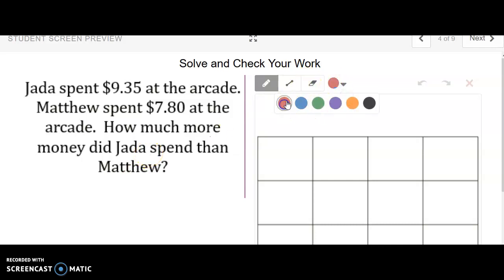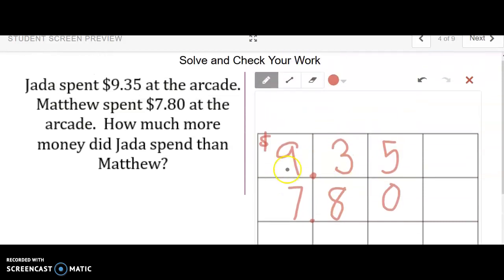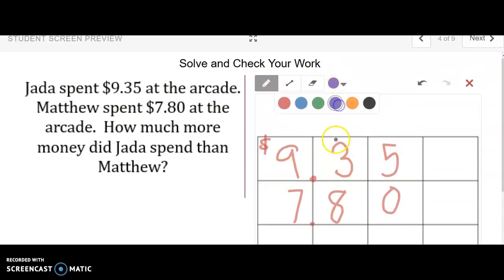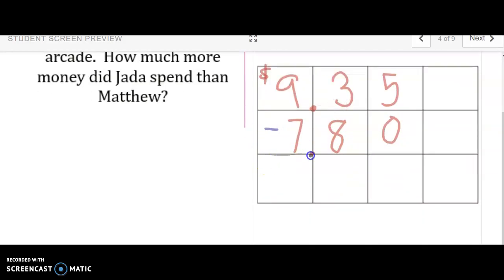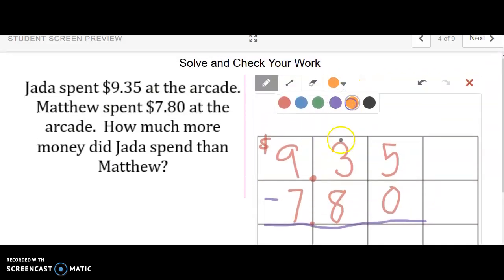So over here, I'm going to set up my problem to subtract what Matthew spent because it's less than what Jada spent. So let me set this up. $9.35. That's the dollar symbol. And we're going to take away what Matthew spent, $7.80. All right, and we're going to do subtraction here. My lines never go straight, but that's okay. That doesn't matter as long as we know what we're doing.